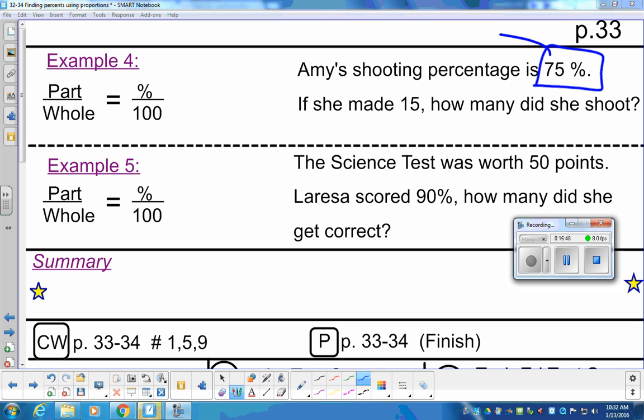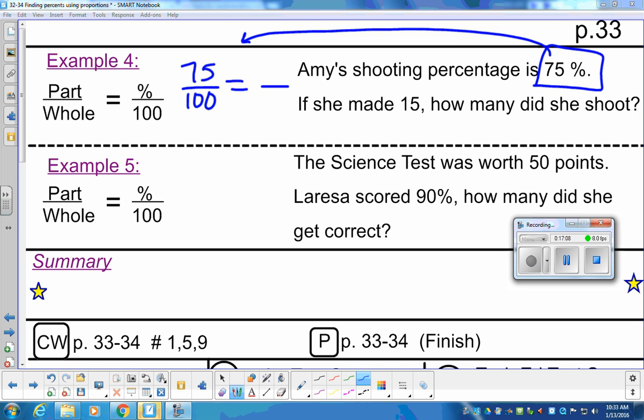Amy's shooting percentage is 75%. If we grab that and pull it out into our proportion, according to today's learning, you should know that 75% means it's a 75 out of 100. So you already have two of your numbers, just by the definition, that's a 75 over 100.